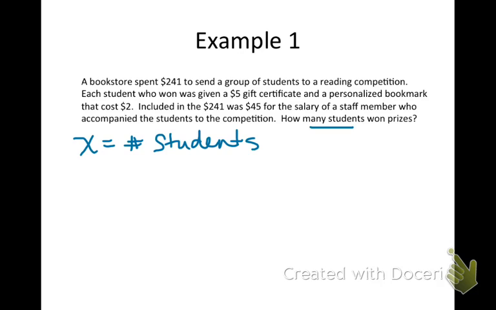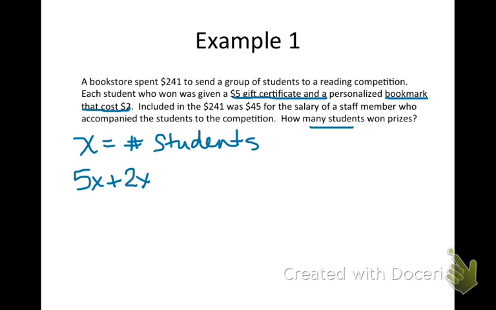So then we're going to start writing some expressions. We know that for each student who won, they were given a $5 gift certificate. So we'd have to take 5 times the number of students, and they were given a bookmark. So 2 times the number of students. So 5x plus 2x, and that information is taken from right here for the bookmark.